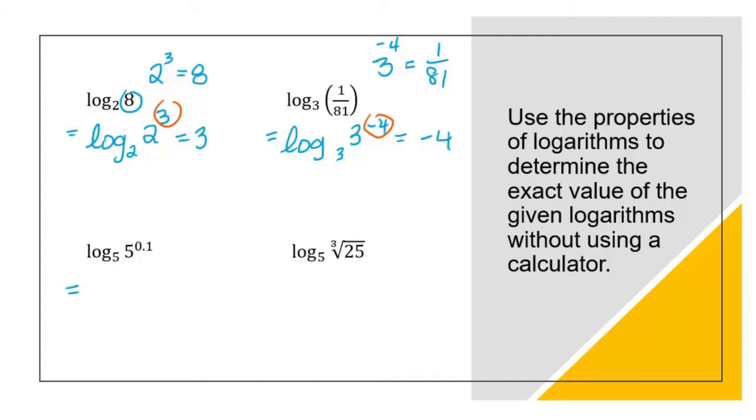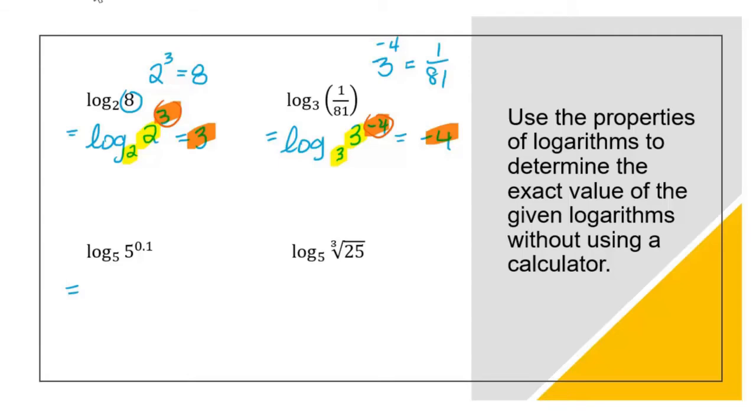This third one is already set up for us. What is the logarithm of 5 to the power of 0.1, all to the base 5? Well, as we saw before, if the thing we're taking the logarithm of has the same base as the base of our logarithm, the output is just the exponent.